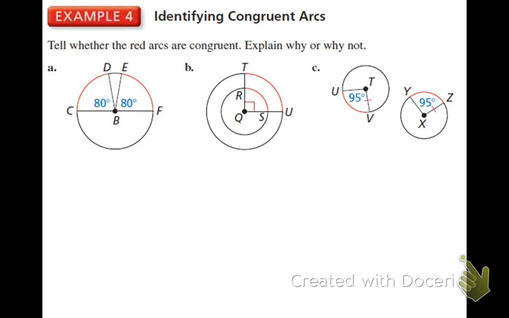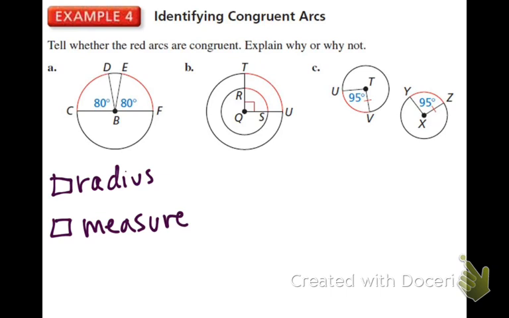Okay? So we're going to decide through each of these. You have to go through like a checklist. Does it have the same radius? Does it have the same measure? So in the first, do they have the same radius? Yes, they do. It's the same circle. So within a circle, the radius is going to be the same. Do they have the same measure? Yes, they do. So are these two red arcs congruent? Yes.